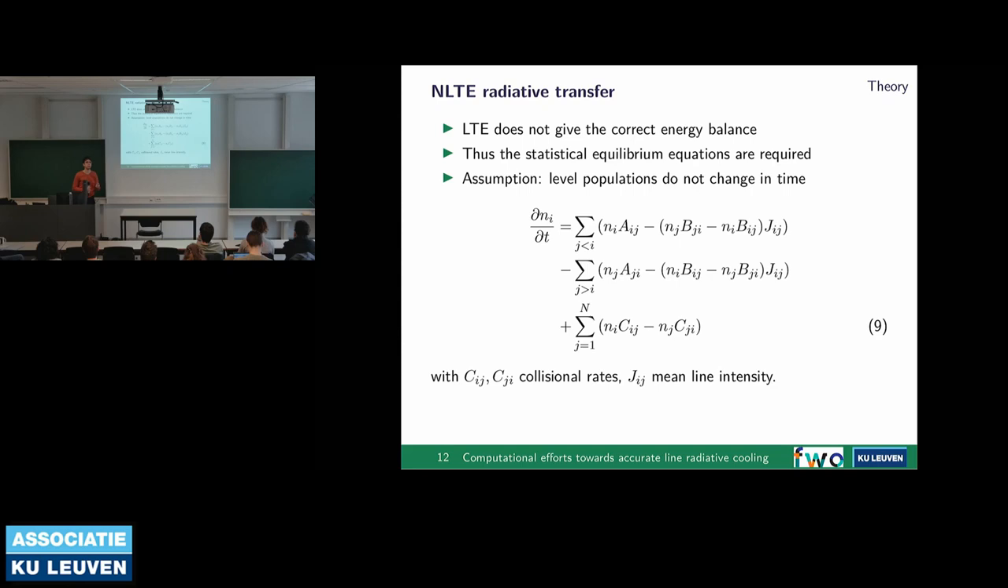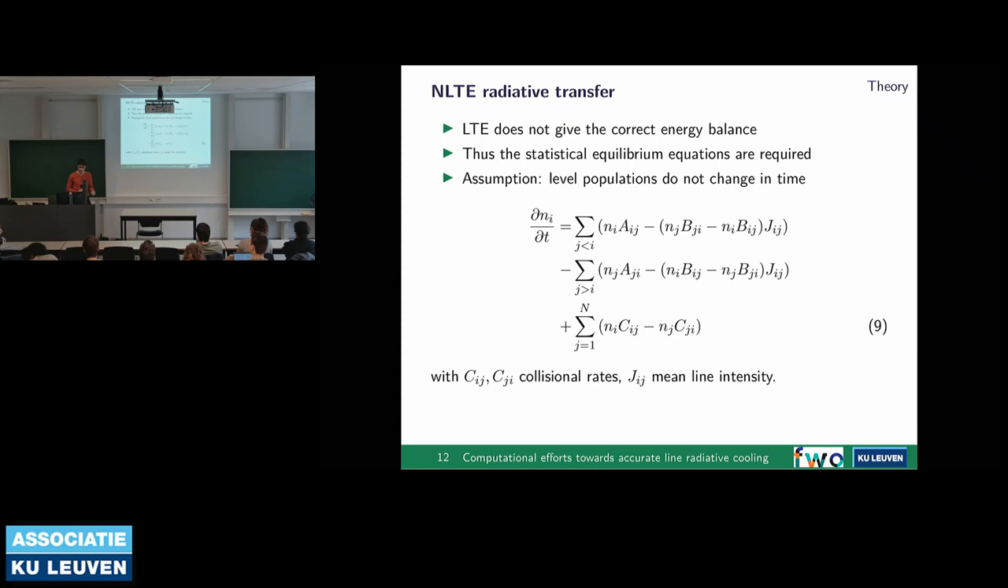For this, we need one extra equation, which is a statistical equilibrium equation. Instead of assuming this local balance everywhere, we assume that for every point in our simulation, the level populations do not change in time. So what is this equation? Well, in the first line it is just the rate of excitations minus the rate of de-excitations, times some mean line intensity, which is just the intensity averaged over all directions and over this line profile function. In the second line, we see exactly the same with a minus sign, but that's because the role of the upper and lower level has changed. And in this third line, we see that there are also collisional transitions. So that's everything we need for non-LTE radiative transfer.